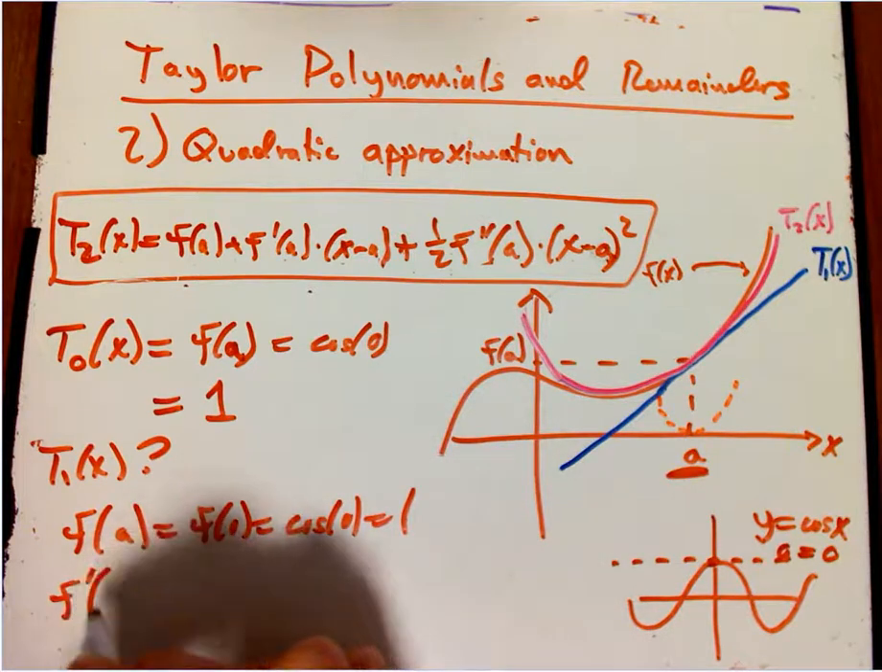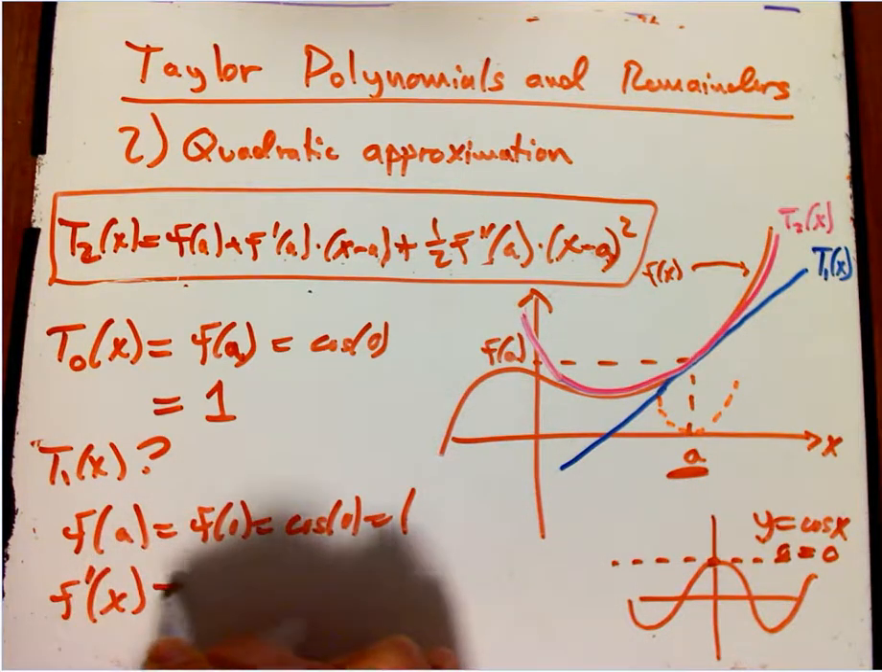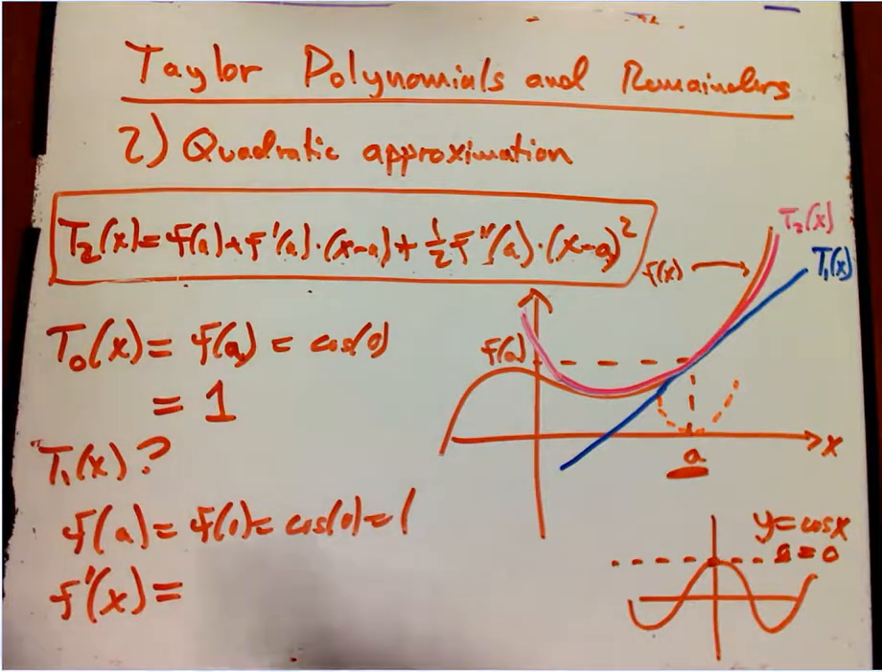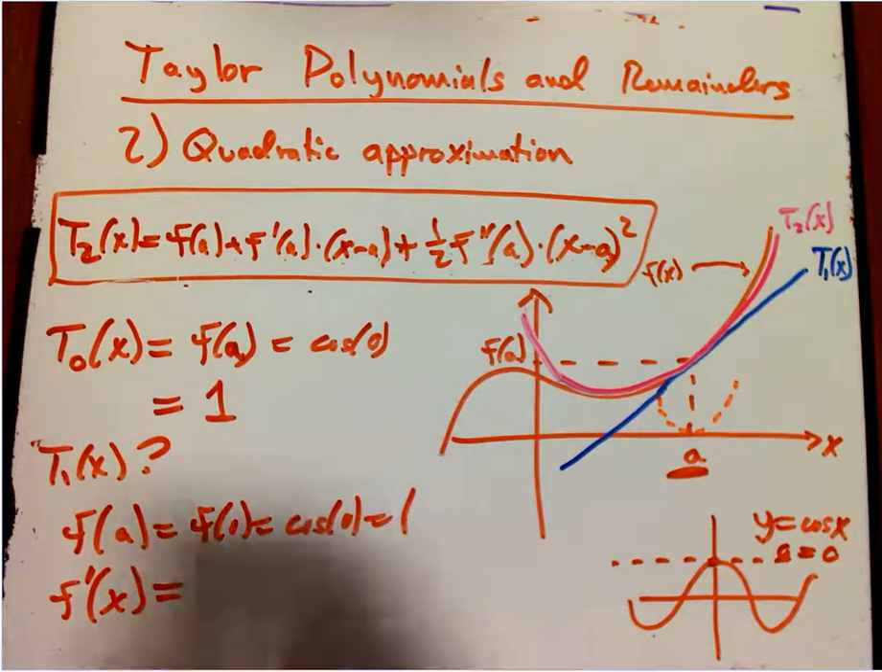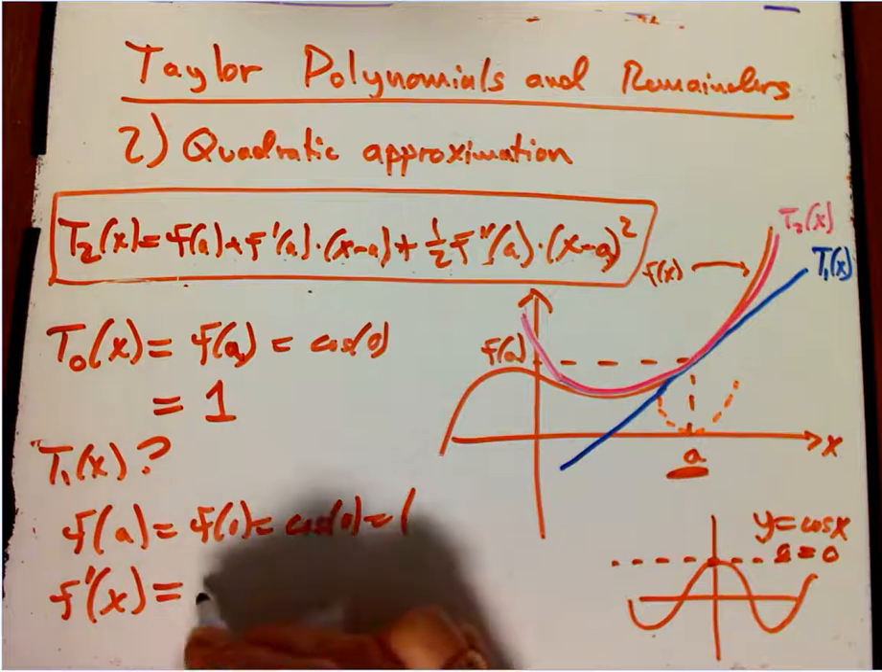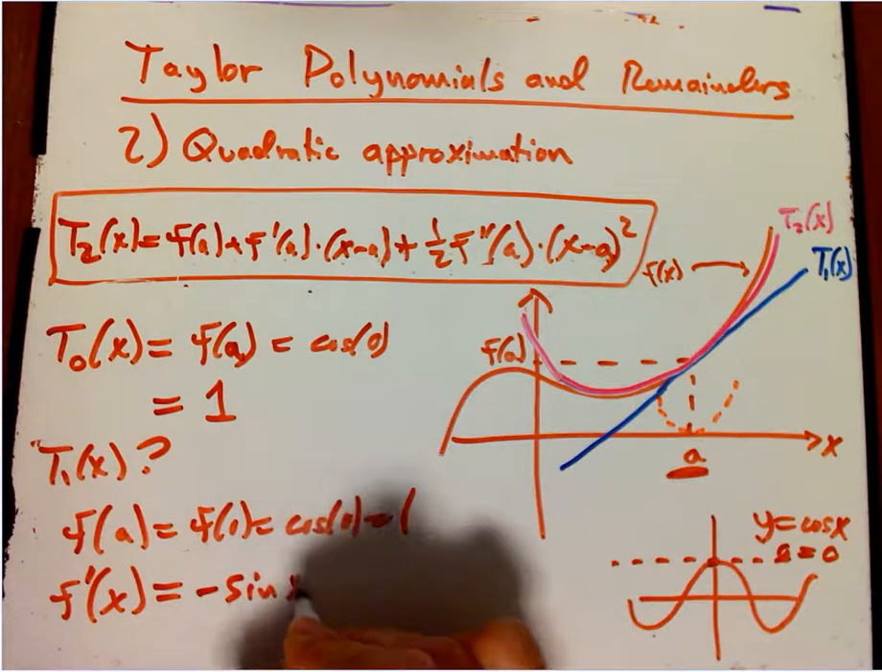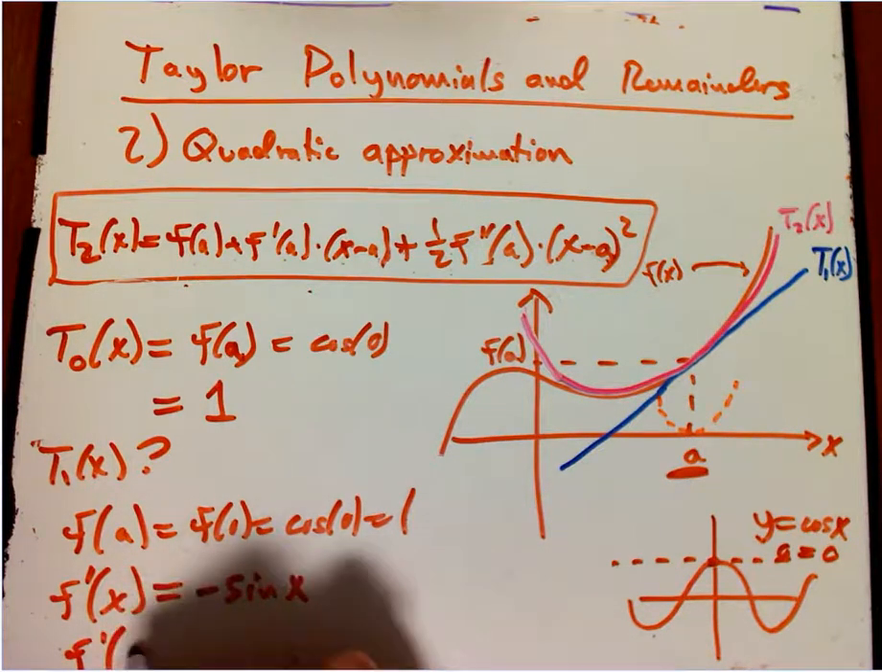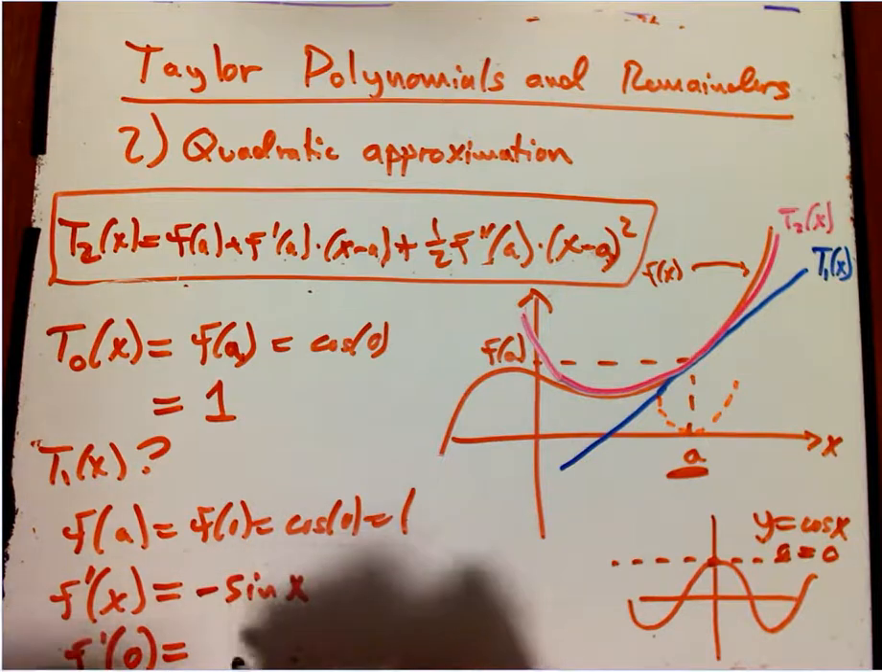F prime, let's get f prime of x first as a function, but then immediately, and this is where the mistake often gets made, plug in the base point value. This is minus sine x, and so what we really care about is f prime of 0. Oh, minus sine of 0 is 0. Let me just write it out.